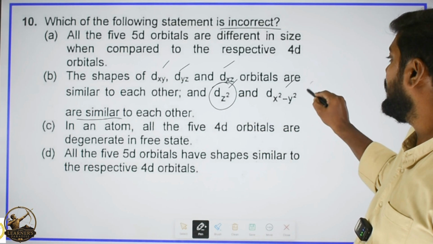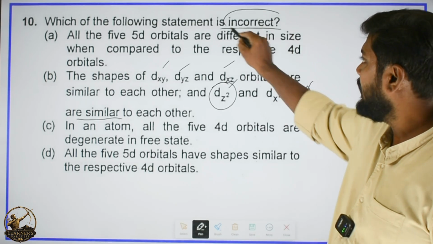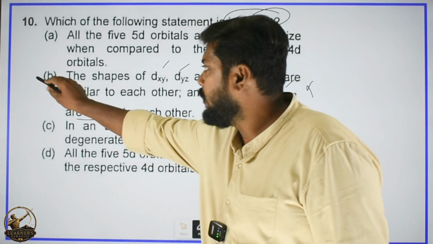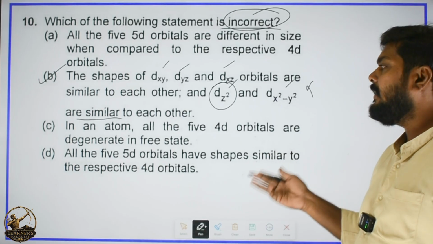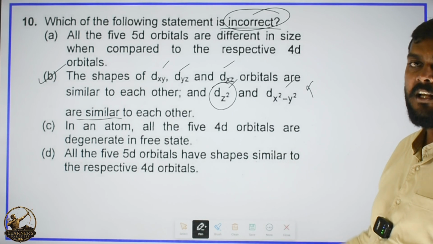So what is this statement? Wrong. We are asked to predict the incorrect statement, hence this is going to be your option, right? Read the remaining two options also, you will get information, right?